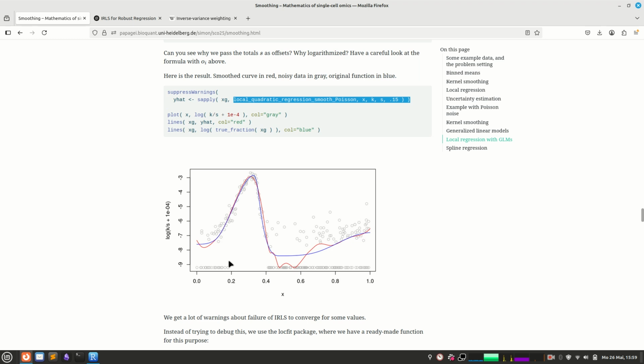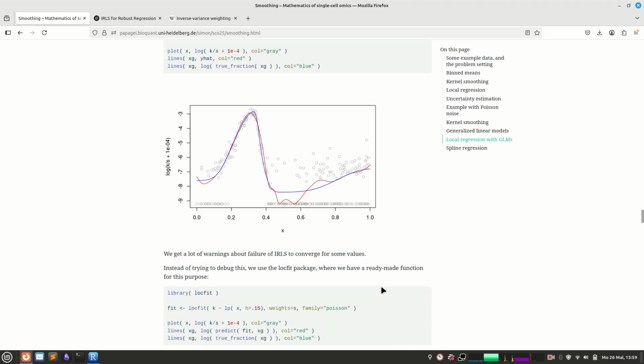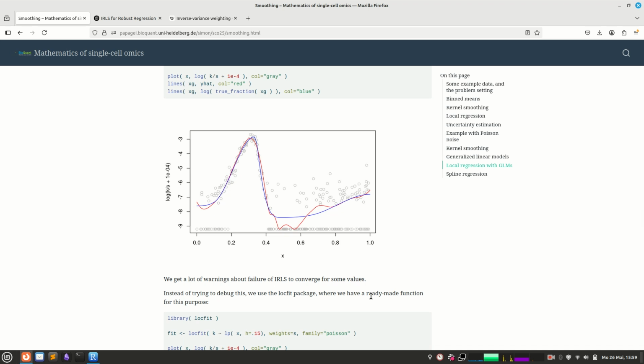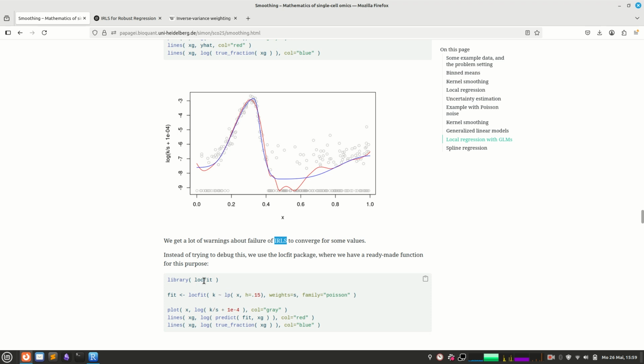Only here the function has a bit of a problem: if it sees only zeros or nearly only zeros, of course it knows that the true rate is below the rate which would give one count, but it doesn't know how far below, so it might get a bit too low, and that's what's happening here. In that case, if you run that, you get a lot of warnings that the IRLS hasn't properly converged. But again, we can simply use the logfit package, which does all this automatically.